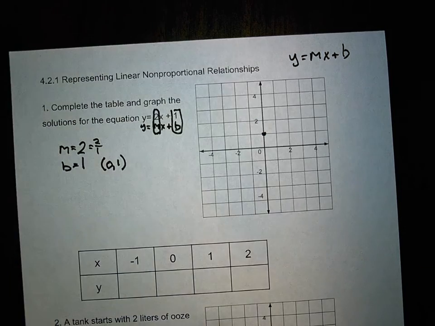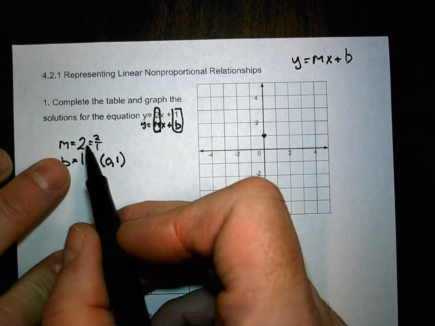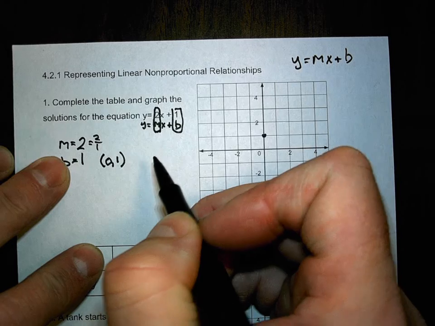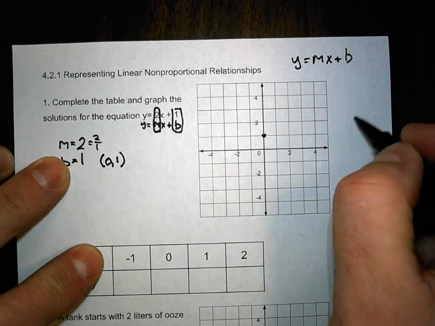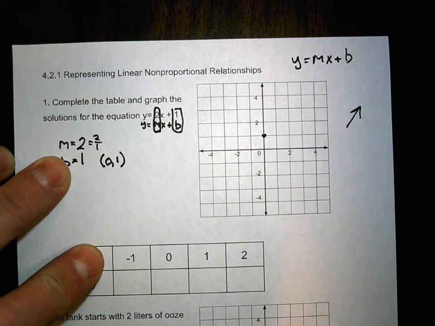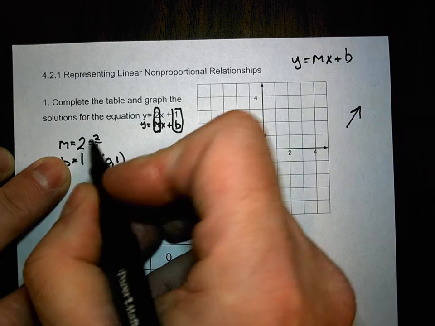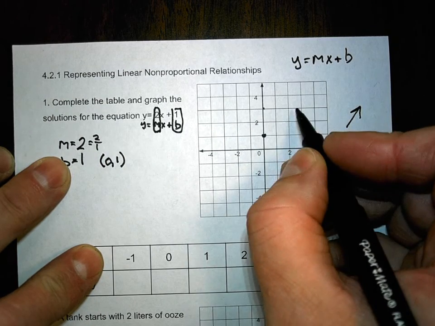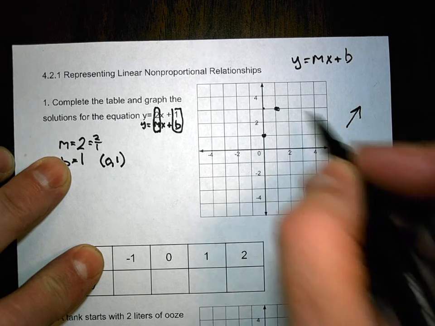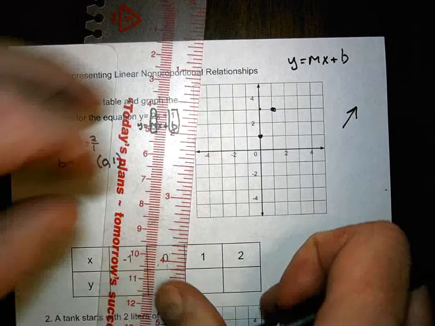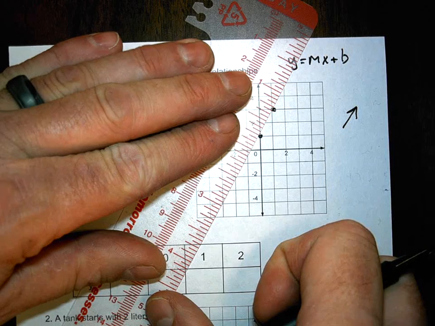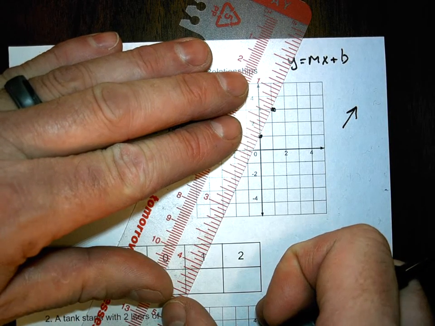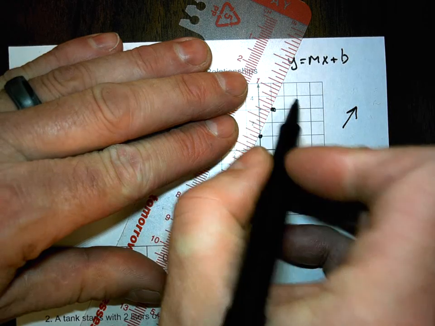Now I've got a rise of how much? 2. What kind of slope have I got, a positive slope or negative slope? Positive. Which means it's going to rise up to the right. So I go up how many? 2. 1, 2. And I go right how many? 1. And there's my point. I get out my handy dandy straight edge, and I draw my line.